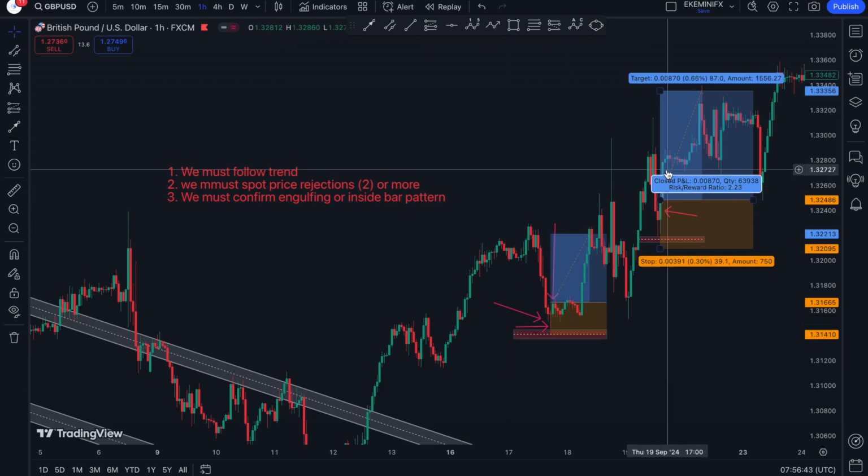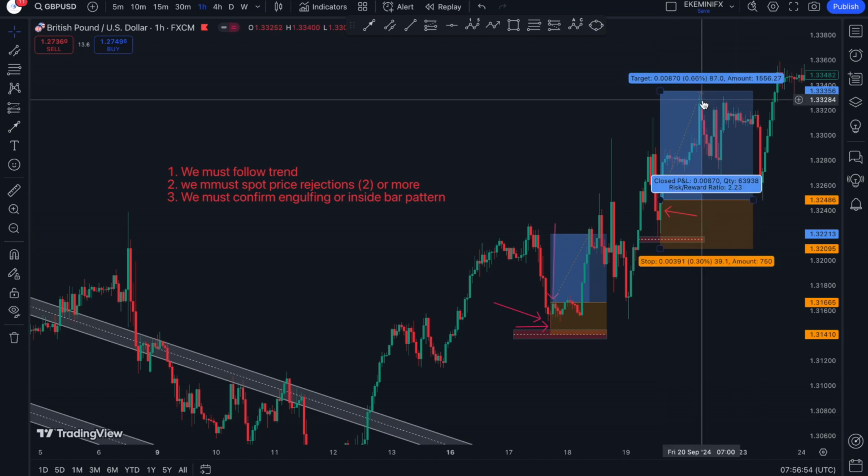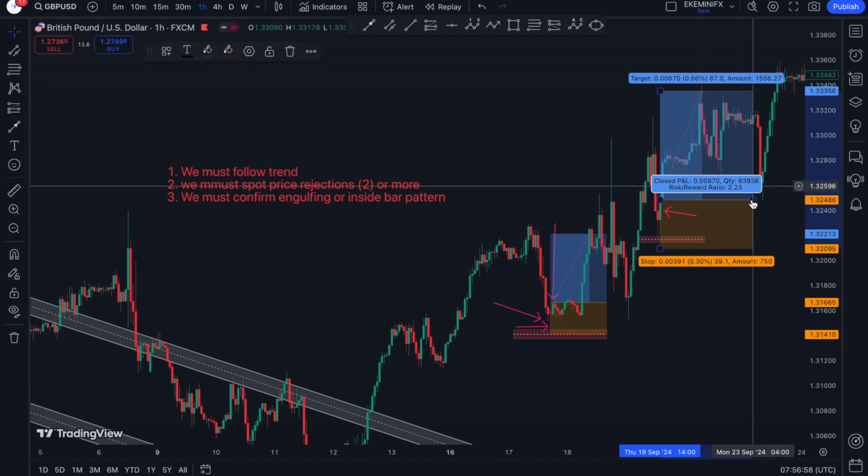So this thing ran for, I don't want to start counting because of all these small candles, but trust me, let's see when we got in. On Thursday, September 19th, and then we hit our take profit around Friday, September 20th. After a long stretch, what am I trying to explain to you?